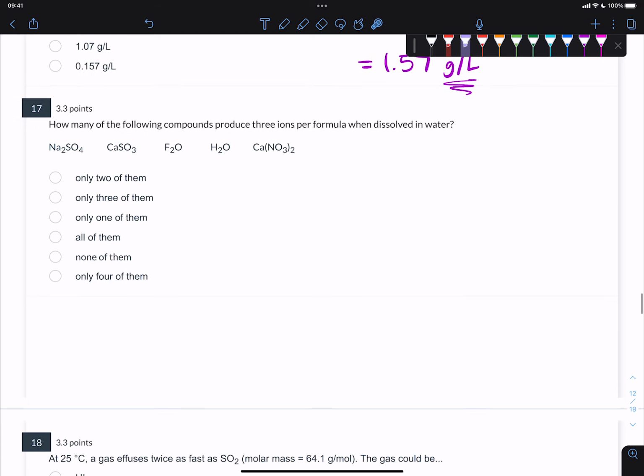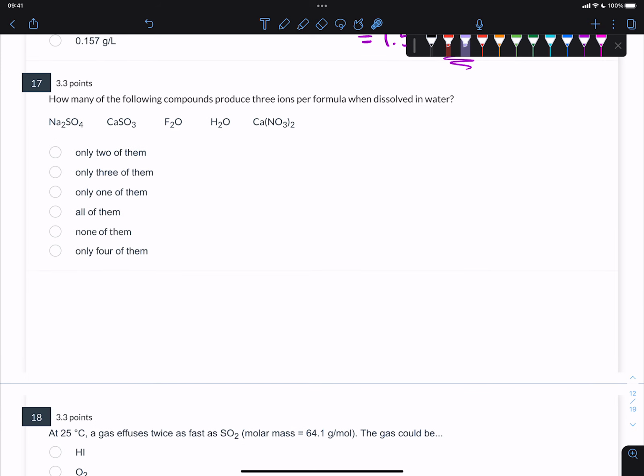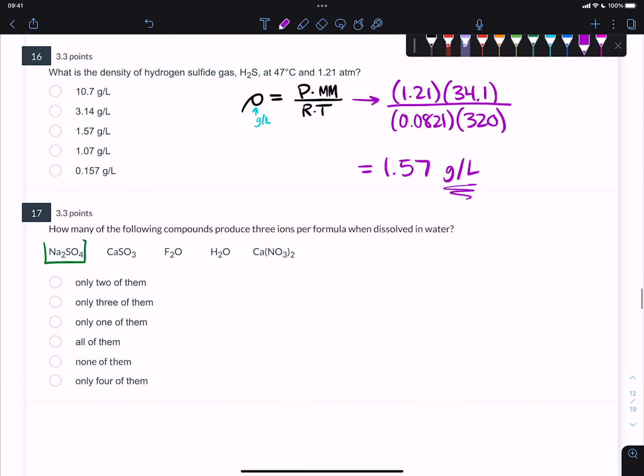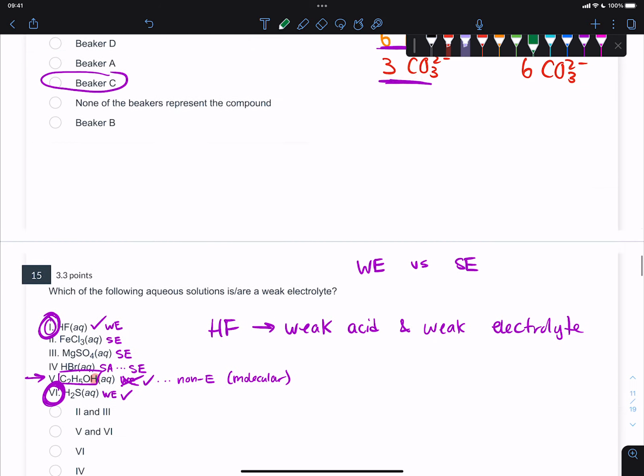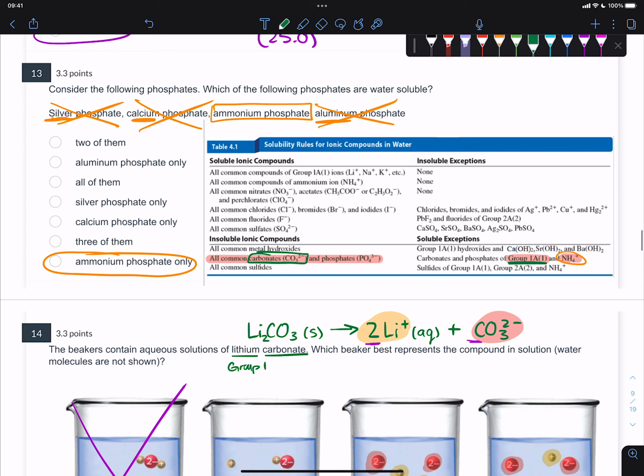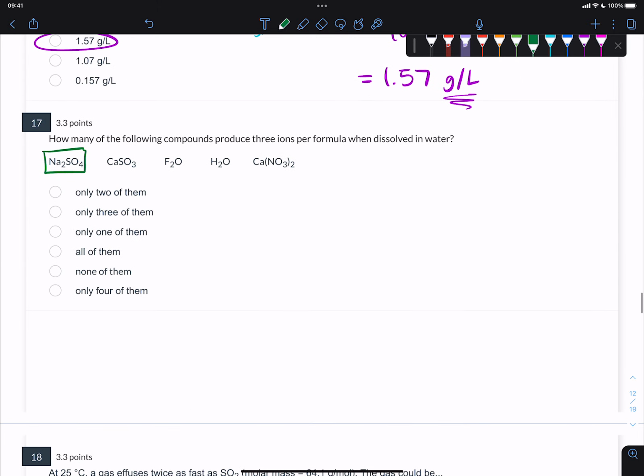Okay, and then 17. How many of the following compounds produce 3 ions per formula when dissolved in water? So when you're looking at these, I'll probably go back and circle the answer for the last one. It's that one. For number 17, when you're looking at them, Na2SO4, you need to know your solubility rules. So have them up here. Sulfates are soluble unless they're with something that's not. So sulfates are going to be soluble, along with the fact that group 1 ions like sodium are almost always soluble. So for the first one, I guess I'll list them out.